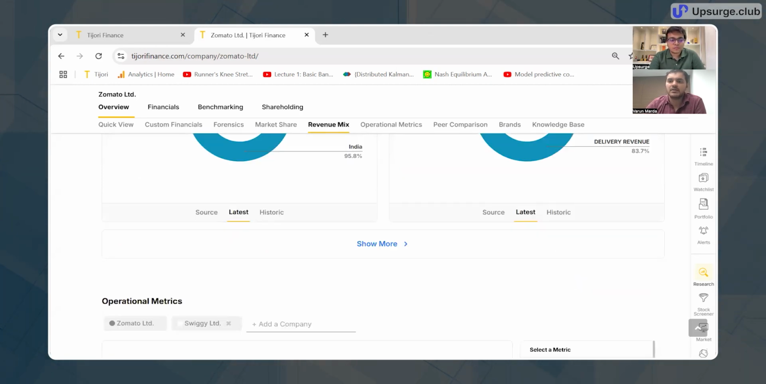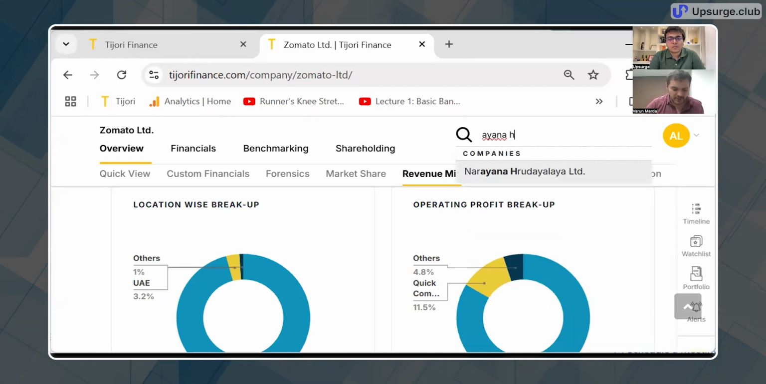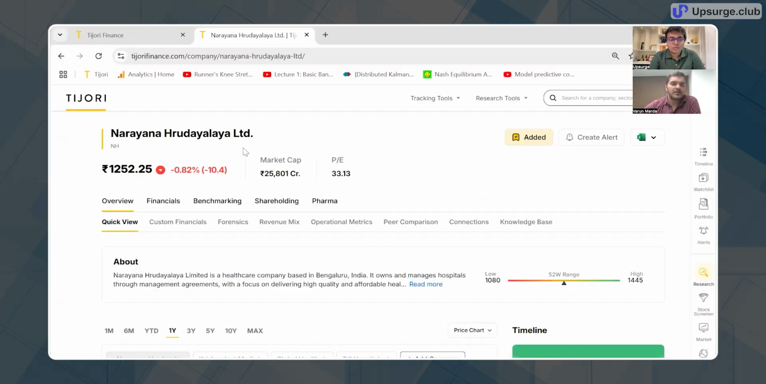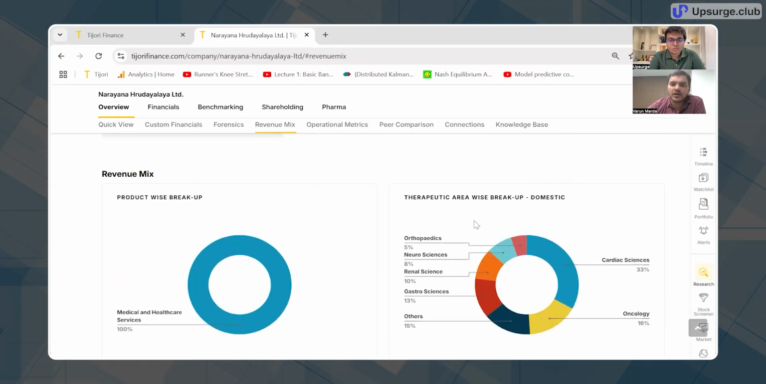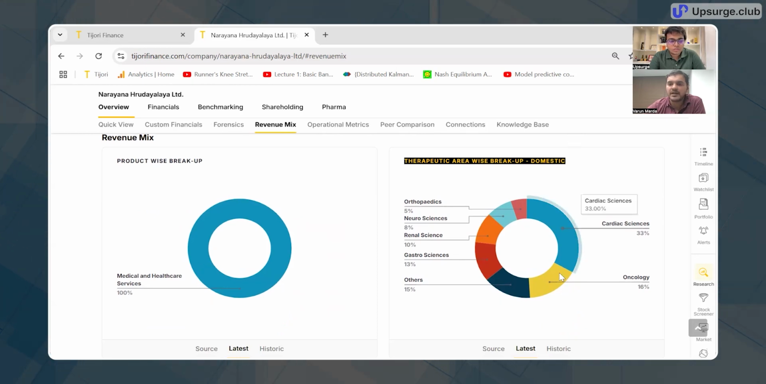I'm trying to get this. Just one sec. Let me show you an example. Okay. Let me try Narayana. Let me try a hospital, or if you know any other company, give me that. Can you see? I've added a hospital here. Now if I go to the revenue mix of this company, here we are talking about the therapy-wise breakup, like how much it gets from cardiac science, how much it gets from oncology, how much it gets from gastro, stuff like that.